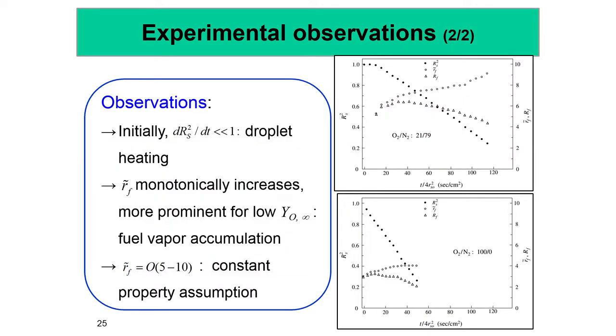And actually we find that some of these laws are reasonably obeyed, and we find that dRs squared by dt is much less than 1. RF tilde actually monotonically increases and is more prominent for low y0 tilde because of fuel vapor accumulation. This normalized flame standoff ratio is essentially 5 to 10, which can be explained from the constant property assumptions.